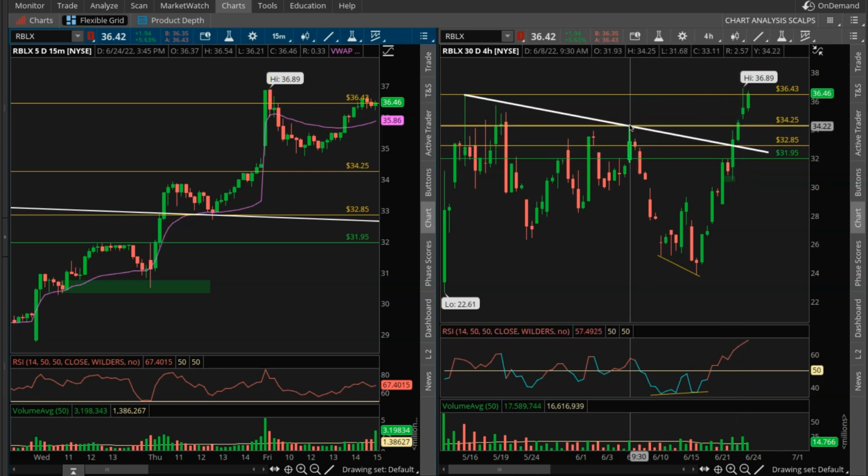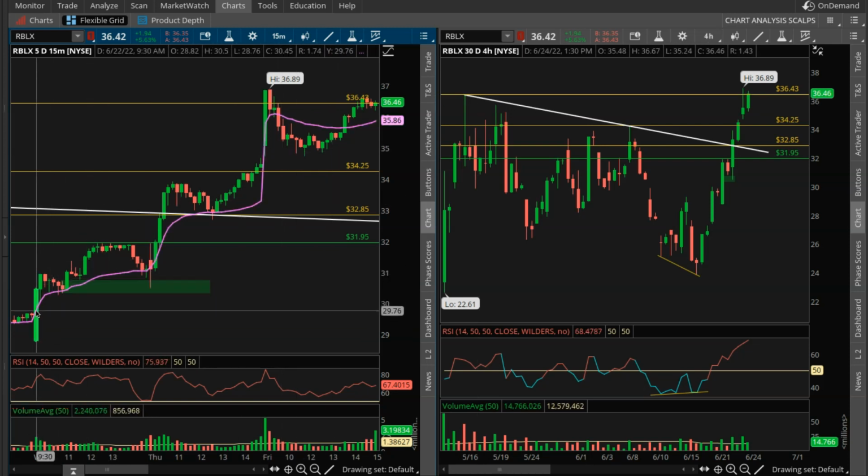We have our pivot point at 34.25, and then we have our range break up here at 36.43. This is the broader scope. This is the larger view of Roblox. And then now let's bring it down to a 15-minute, and I'll show you guys how you could have played this right out of demand.